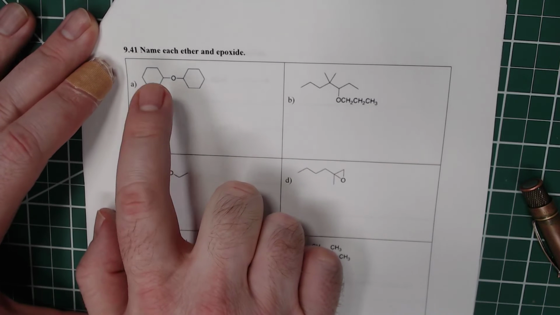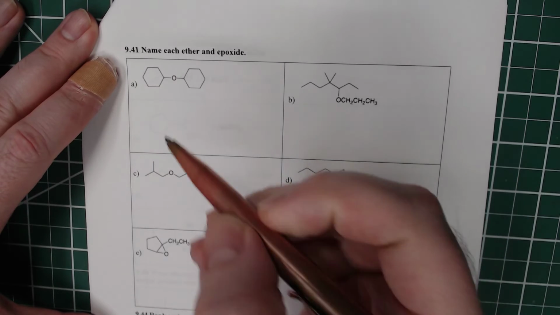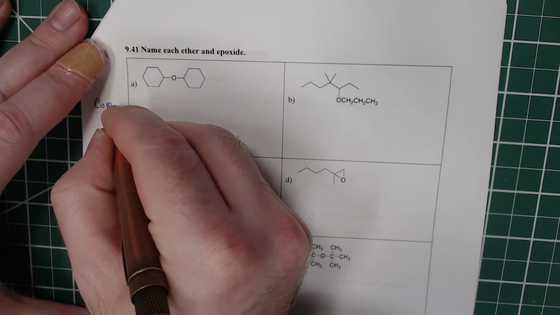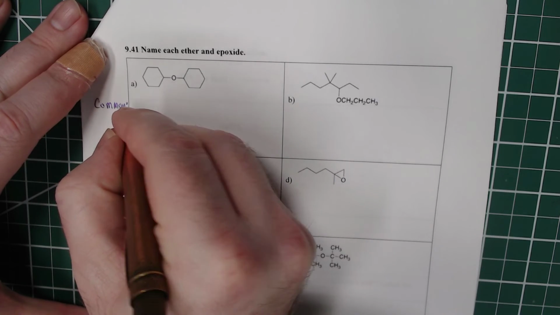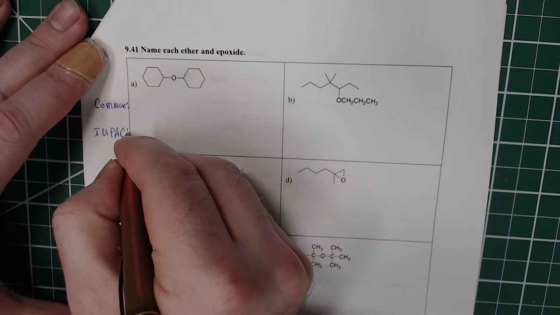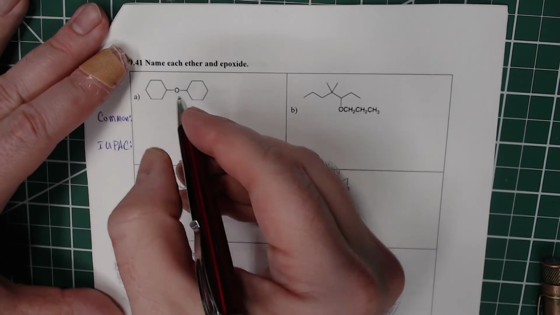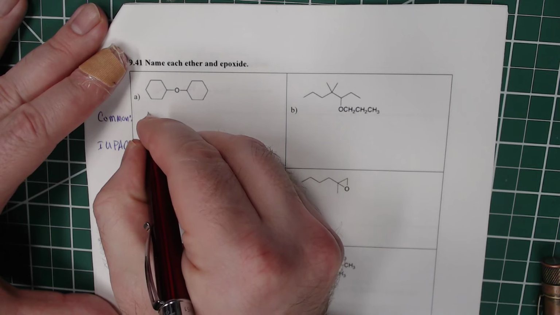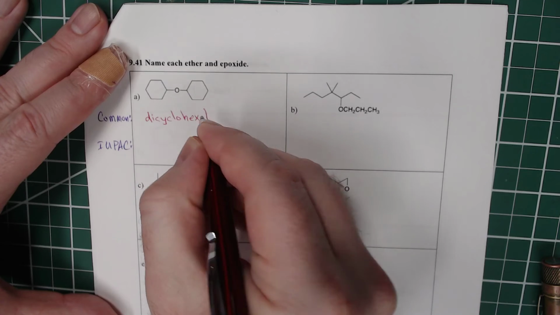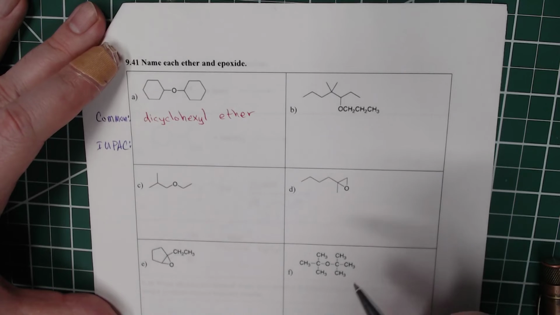All right, so we have to figure out what kind of compound it is first. Well, this is just a regular ether. And so we want to name this as an ether. We can do a common name, and then we can also do an IUPAC name. Now, most people would call this by the common name, because we have two cyclohexyl groups, and so we would call this dicyclohexyl ether.